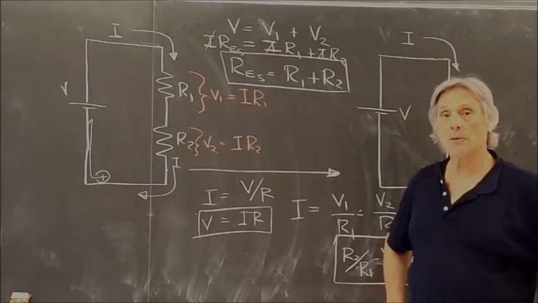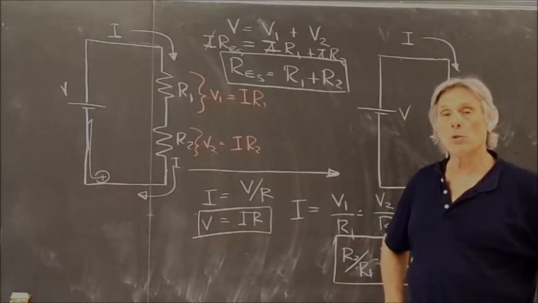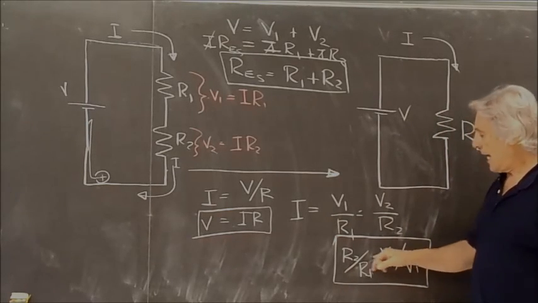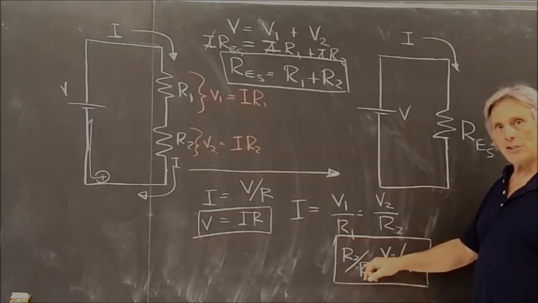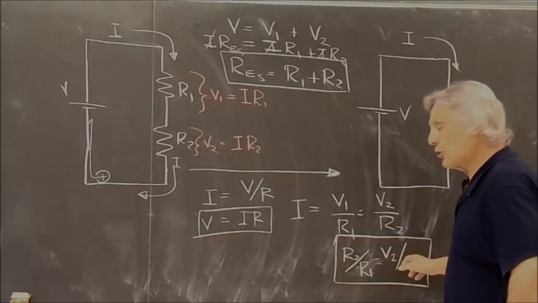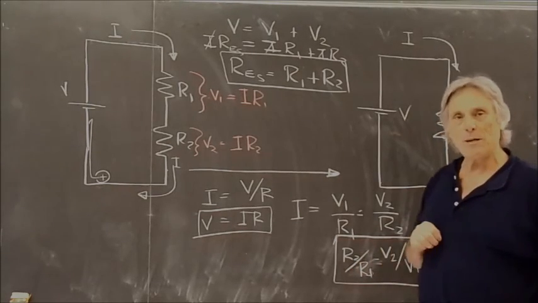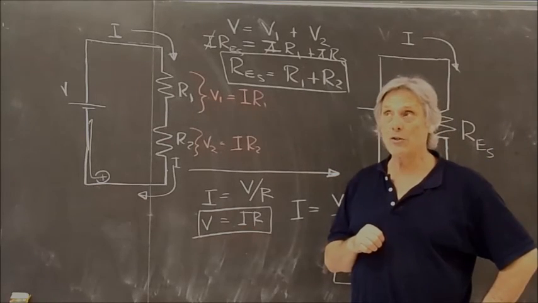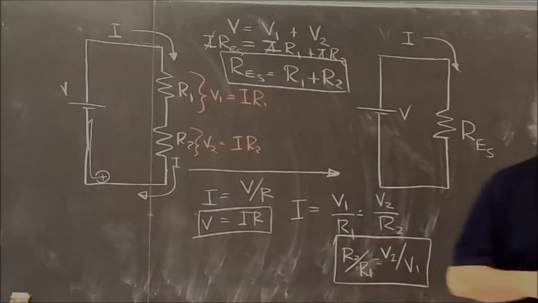You'll have a data table, and one of the columns will have you compute the ratio of the voltages and the ratio of the resistances. Theoretically, they should be identical, and you'll be able to find out if that's true. All right, we're going to move on finally to parallel resistances in a moment.